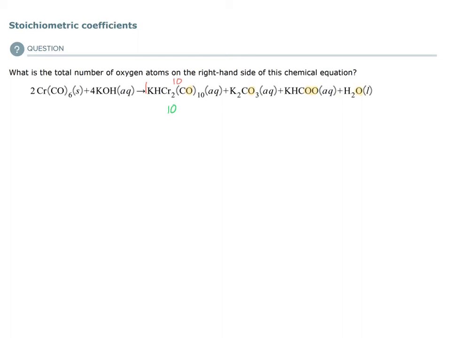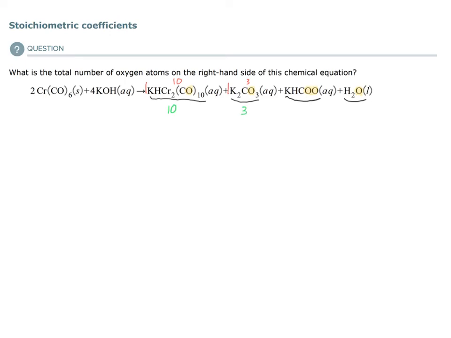Let's move on to the next substance. So we have one substance here, one substance here. Here's another product. Here's another product. If I look at this potassium carbonate, K2CO3, there's the oxygen. How many oxygen atoms do I have? 3. So I have 3 oxygen atoms right there. The total number will be 3 times the stoichiometric coefficient, which again is 1. So 3 times 1 would be 3.